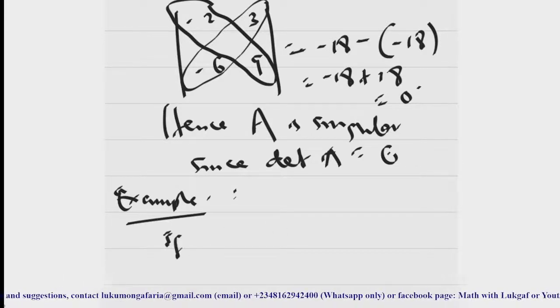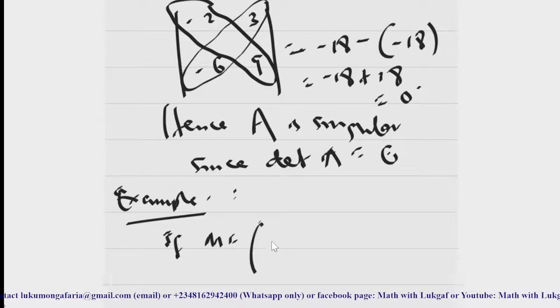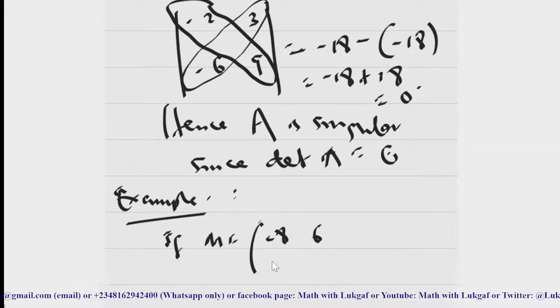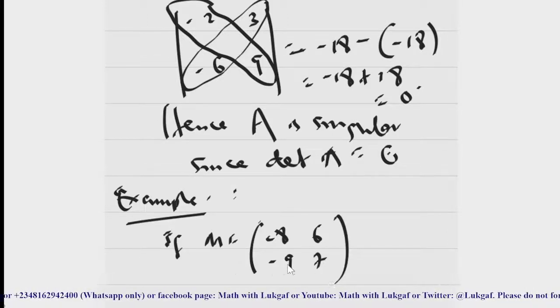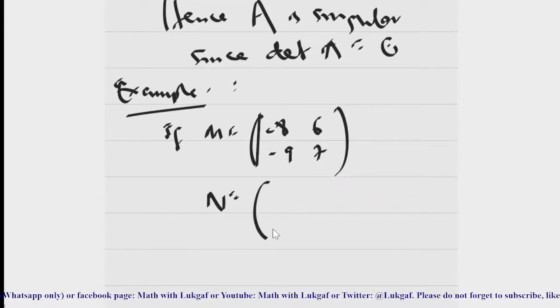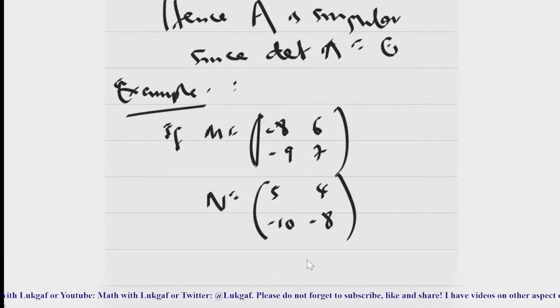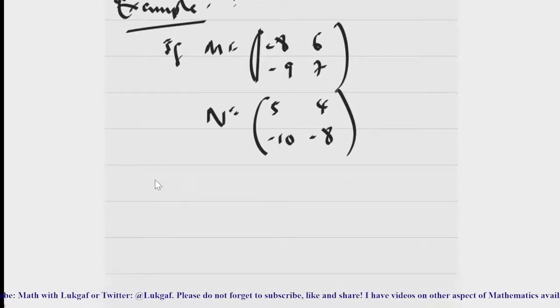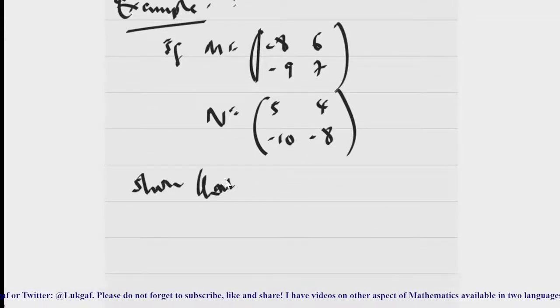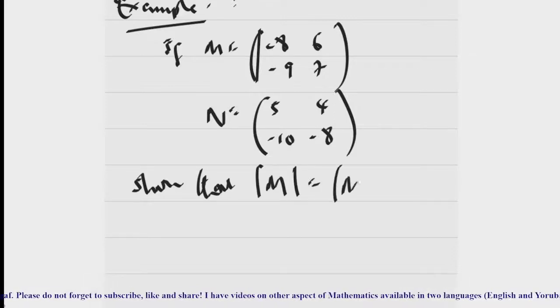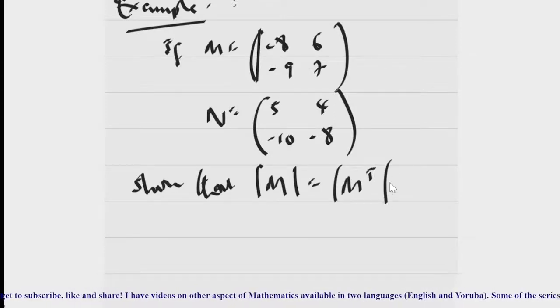Example, if your matrix M is equal to minus 8, 6, minus 9, 7, and your matrix N is 5, 4, minus 10, minus 8. Then you are asked to show that determinant of M is equal to determinant of M transpose. You have to note that when you take the determinant of a square matrix, it's the same thing as the determinant of its transpose matrix. That's one of the beauties we have in transpose. Please take note of that.